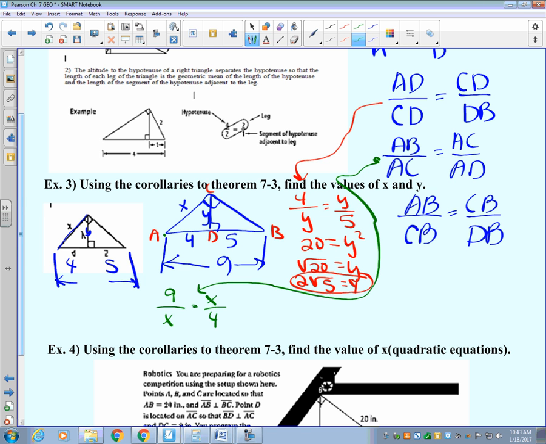So we're going to cross multiply. 9 times 4 is 36, and that's equal to X squared. We're going to take the square root, and X is equal to 6.